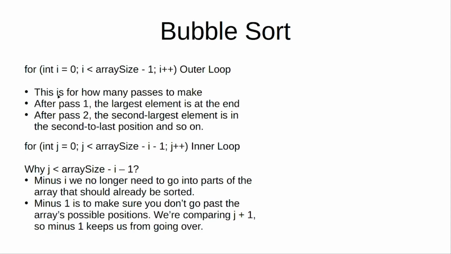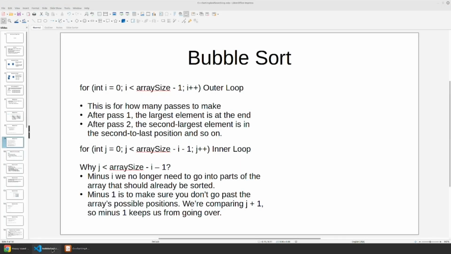And then the inner for loop, we have that j less than array size minus i minus 1. What's that? Well, we subtract by i because we no longer need to go into parts of the array that will already be sorted. So this is a way to cut down on the work we need to do. And the minus 1 is to make sure you don't go past the array's possible positions. We don't want to go over how many elements are in the array because you're going to get an error. We're comparing j plus 1, so the minus 1 makes sure that we never go over that. So that's what that's doing.